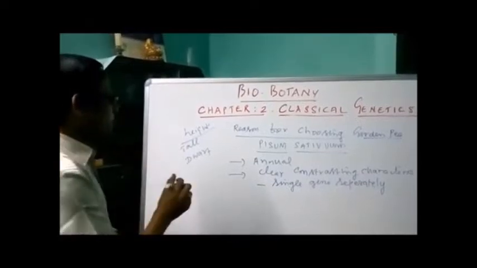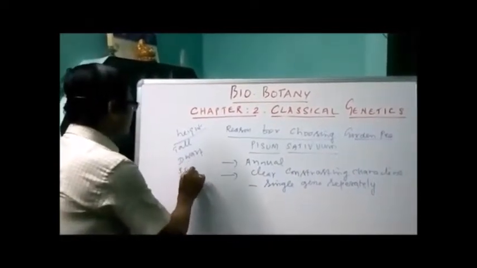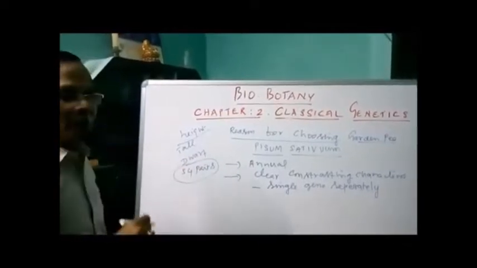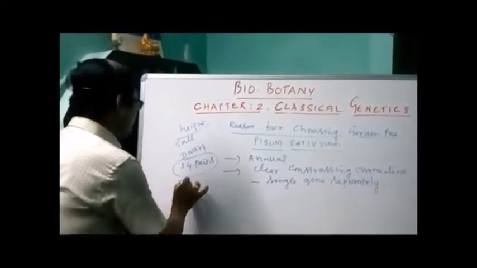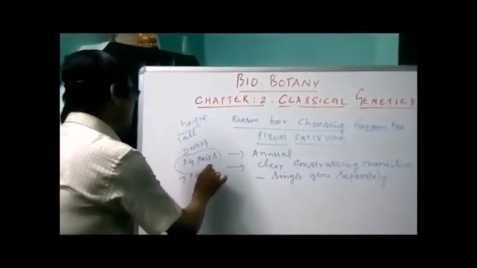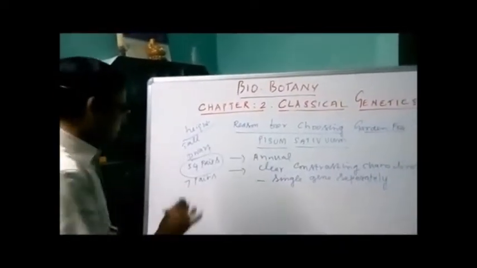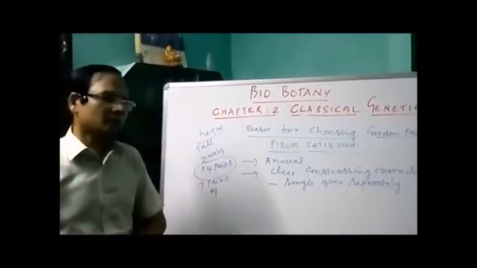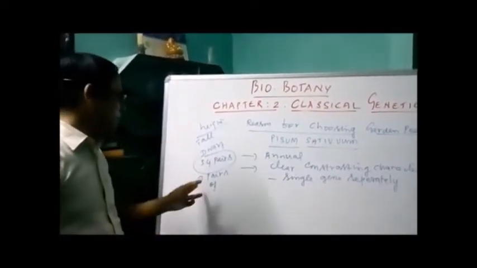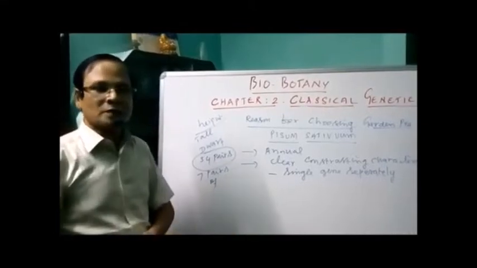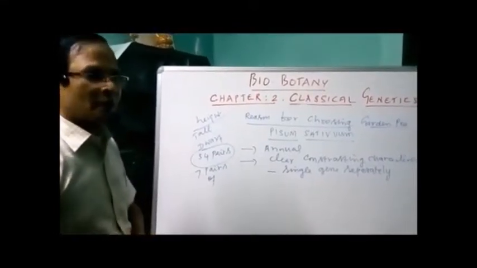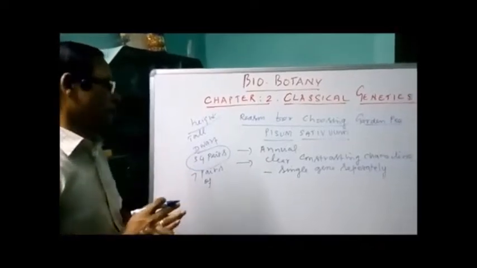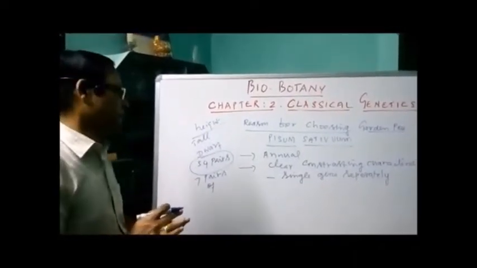We have nearly 34 pairs of contrasting characters in this plant. But Mendel took only 7 pairs of contrasting characters for his experimental analysis and crossed the pure breeds individually, separately. That's why he got the results perfectly.